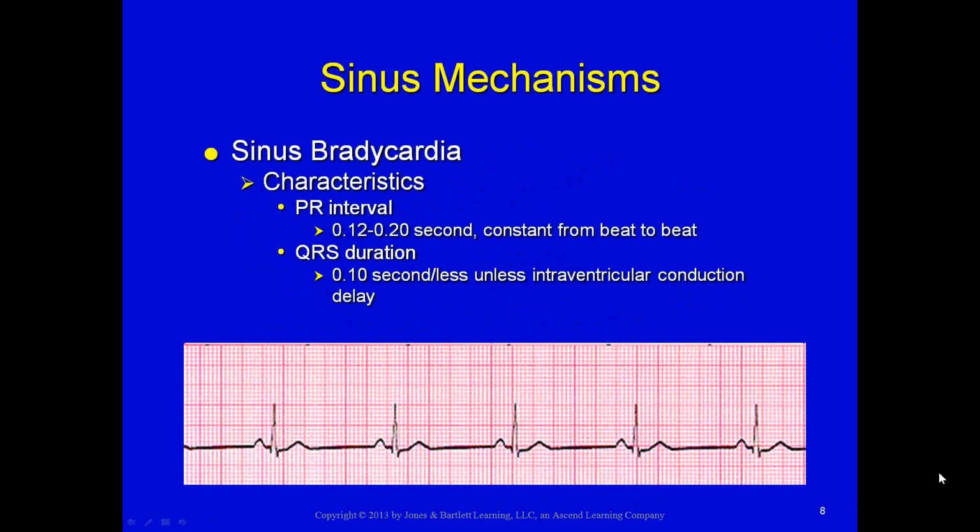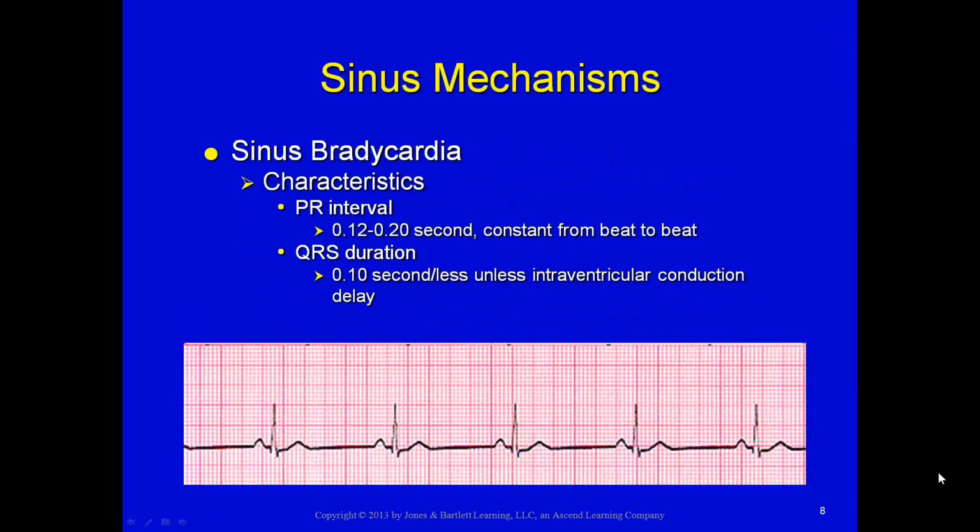So there's a variety of ways that you can determine the rate, but the rhythm is regular, the rate is 50, there's a P for every QRS, the P to P is regular, the R to R is regular, the PR interval is within normal limits, and the QRS width is within normal limits. So everything about this is okay, except it's slow.